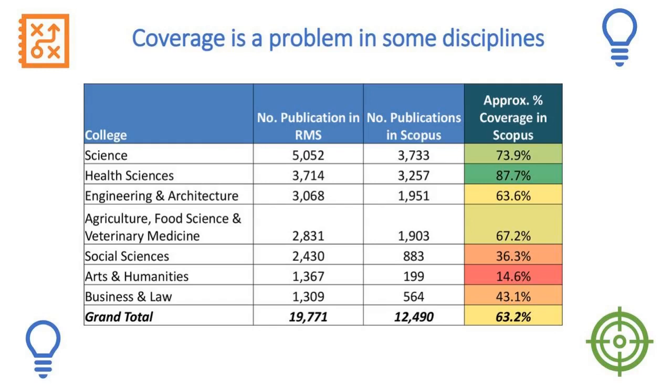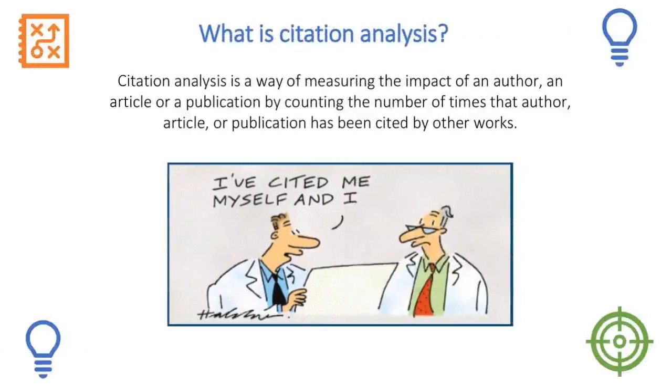Whereas some other fields, as you can see here, social sciences, arts, humanities, business and law, are less covered by these databases. So people often complain about citations as a metric in different research fields.